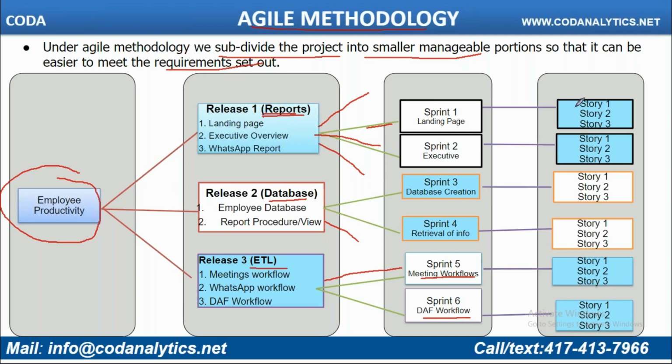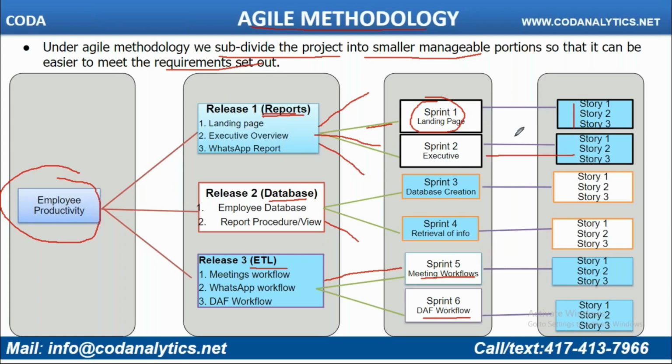Stories in this case means requirements. For example, sprint 1, the landing page, has, for example, 3 stories: story 1, story 2, and story 3. These are basically the requirements. We have various requirements that the landing page has to meet. So we may want to subdivide into various stories or requirements. The executive overview report, that is sprint 2, can also have various stories. Same for database creation, various stories.